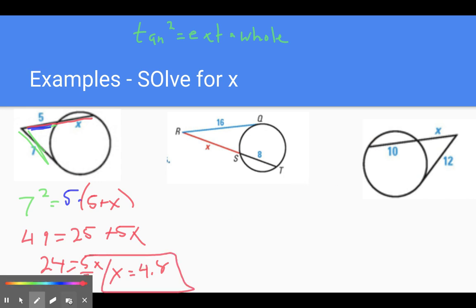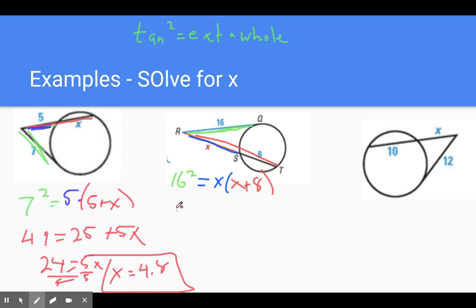Okay, here we end up being a little bit different. So the tangent is 16. Tangent squared is 16 squared. If we do the external, which we've been doing in blue, the external is x times the whole. If we write that in red, the whole is x plus 8. All right, so now we have to distribute. Well, actually, let's do 16 squared first. 16 squared ends up being 256 equals, we have to distribute, x times x gives you x squared, and x times 8 gives you 8x.